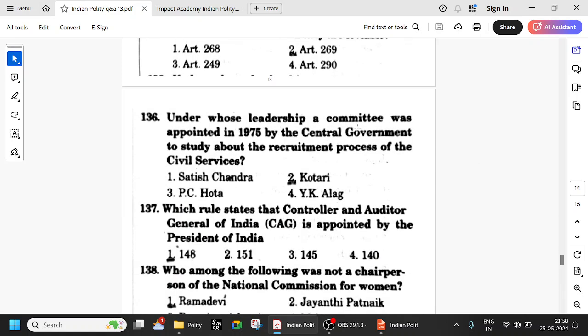So under whose leadership a committee was appointed in 1975 by the central government to study the recruitment process of the civil services? It is the Kothari Committee. Okay, very important. The other committees are also important. Kothari Committee in 1975 is regarding the civil services recruitment process.